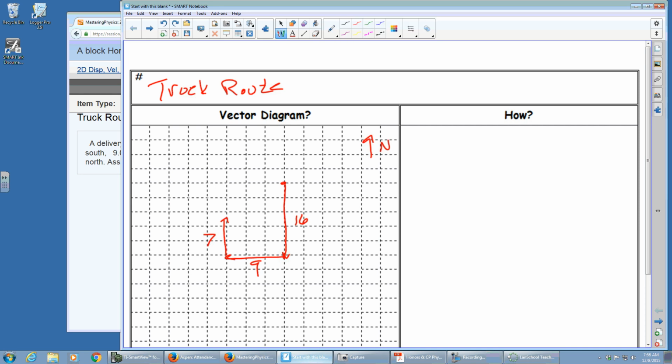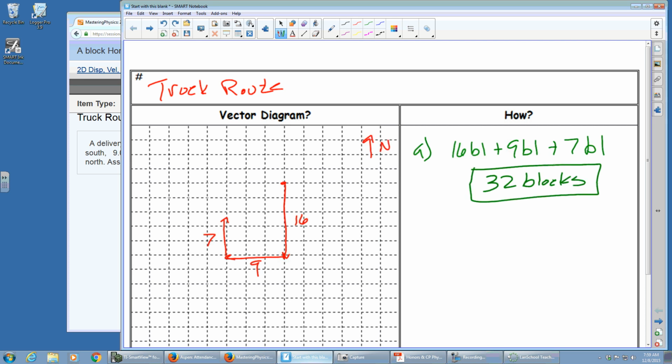And part A asked me for the distance, and this is where in the Y, I could also make sure that I explain that I understand what distance is. Distance being the length that you have traveled, right? Back to the beginning of September. Remember, we're going back through all the same topics. So distance is how far you have traveled. Well, how far I've traveled is 16 blocks plus 9 blocks plus 7 blocks. So 32 blocks. So that should be part A.